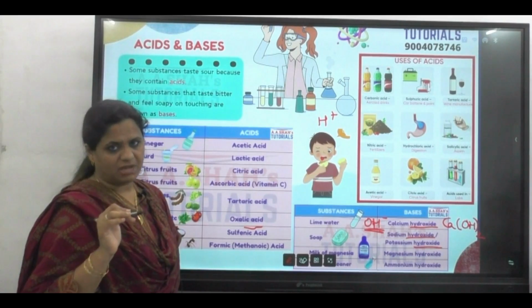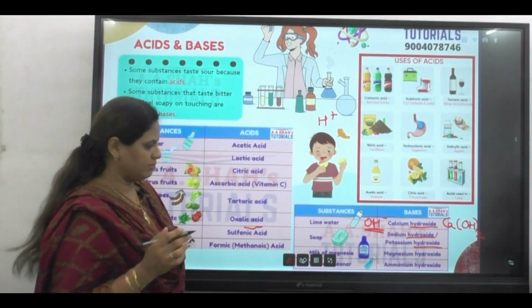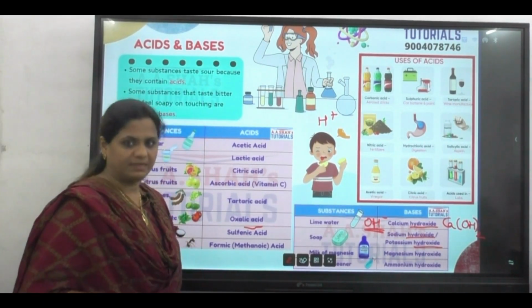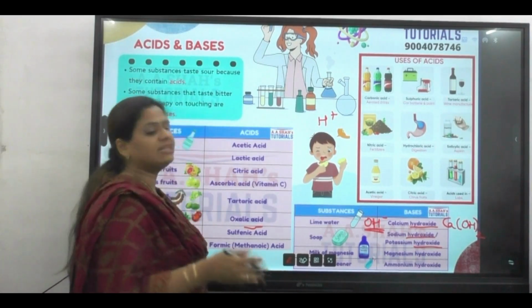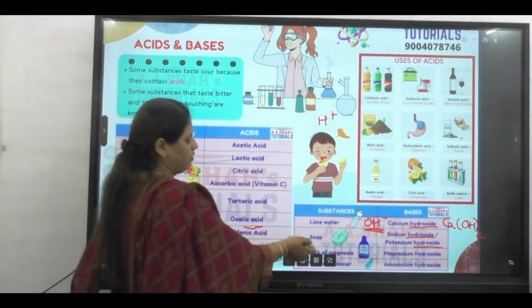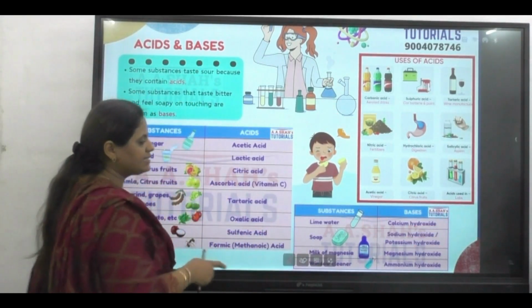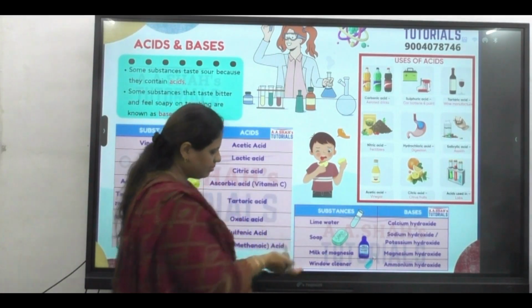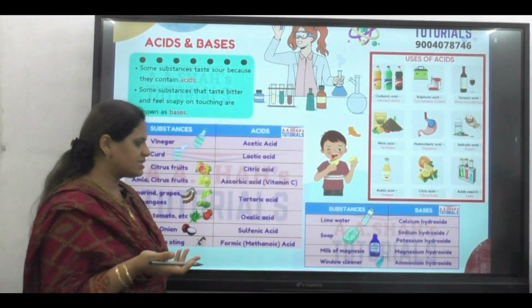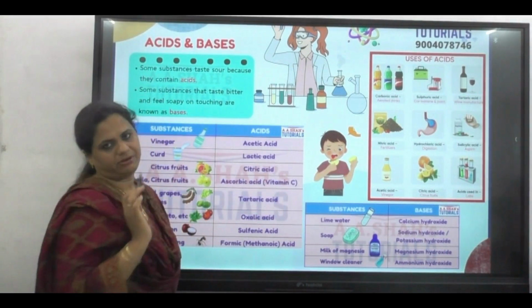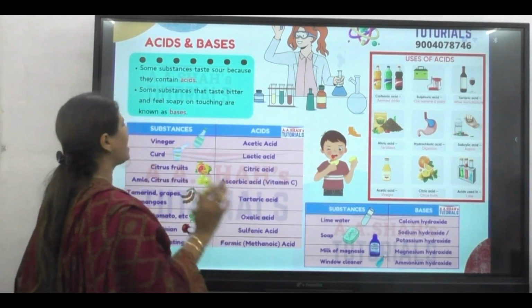Milk of magnesia, which is used in cases of indigestion. When you have indigestion, acidity, you use a base to cancel the effect of the acidity, and that base is milk of magnesia, which is a base having magnesium hydroxide. And window cleaners, detergents, they have a base which is ammonium hydroxide. So these are the common acids and bases.